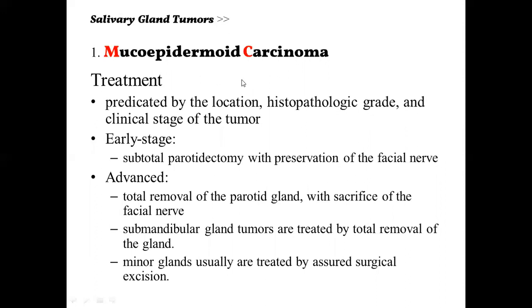So the treatment for mucoepidermoid carcinoma is dependent on the location, histopathologic grade, and clinical stage of the tumor. If it's early stage, subtotal parotidectomy with preservation of facial nerve can be done. However, kung advanced na yung stage ng mucoepidermoid carcinoma, total removal na at masasacrifice na natin yung facial nerve. So mawawalan na siya ng feeling dun sa side na wala ng facial nerve. Okay. Pwede din naman kapag submandibular gland naman tumor, total removal naman ng gland. Also, kapag minor salivary glands, total surgical excision naman ang gagawin. Okay, so it's really dependent on the location, histopathologic grade, and clinical stage of the tumor.